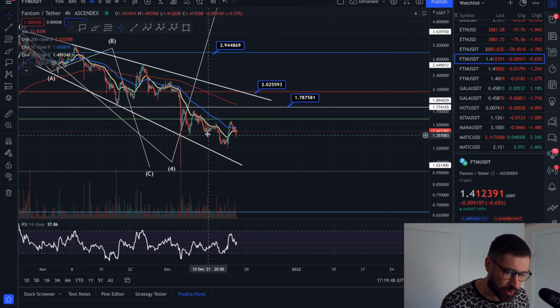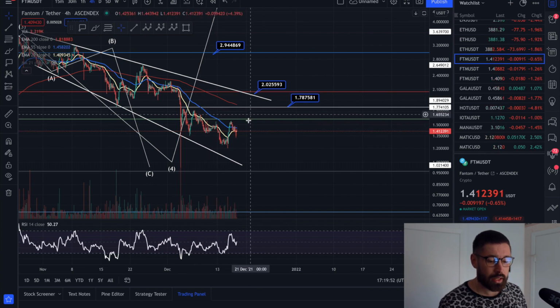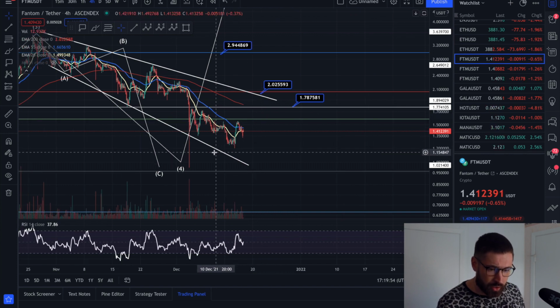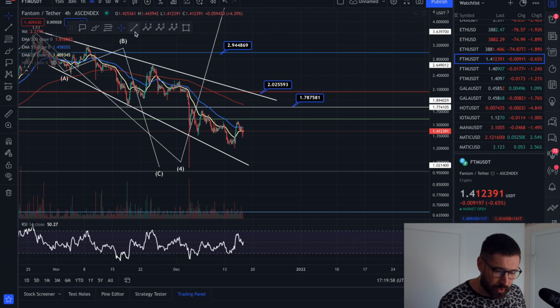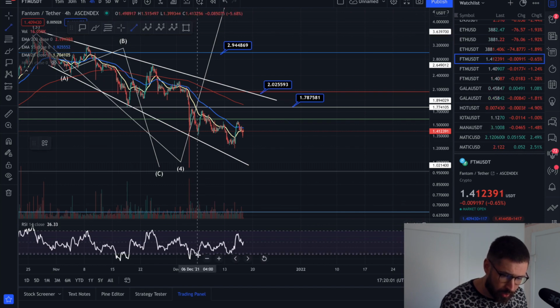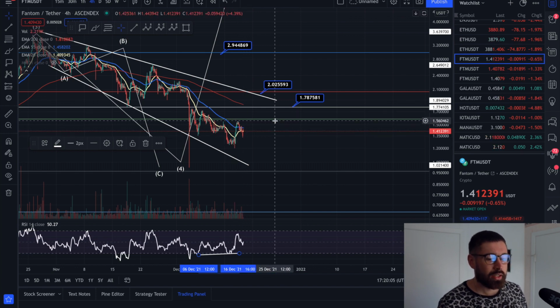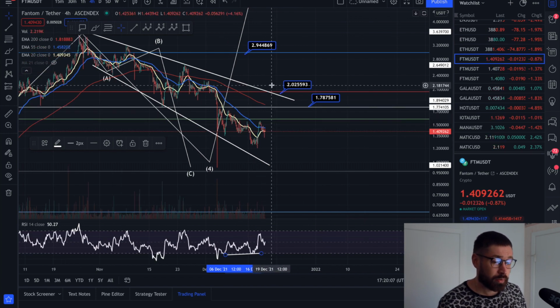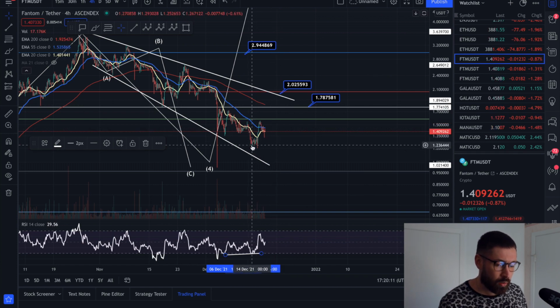So you can see that inverse head and shoulders, left shoulder, head, and we're possibly forming that right shoulder right now. And we do have a nice bullish divergence. You can see here we created a lower low and we created a higher low on the RSI right here. We had a nice bounce back to the upside. So do keep an eye on that. We may see a pump back up to the top of this channel.